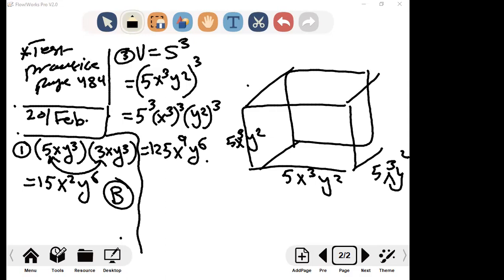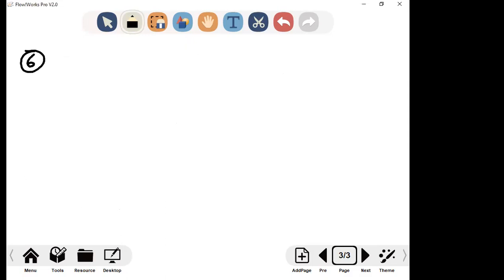Now question 6. In question 6, what do we have? We have to simplify this expression: k to the power 6, r to the power 3, t to the power 5, divided by k r power 2, t power 4.